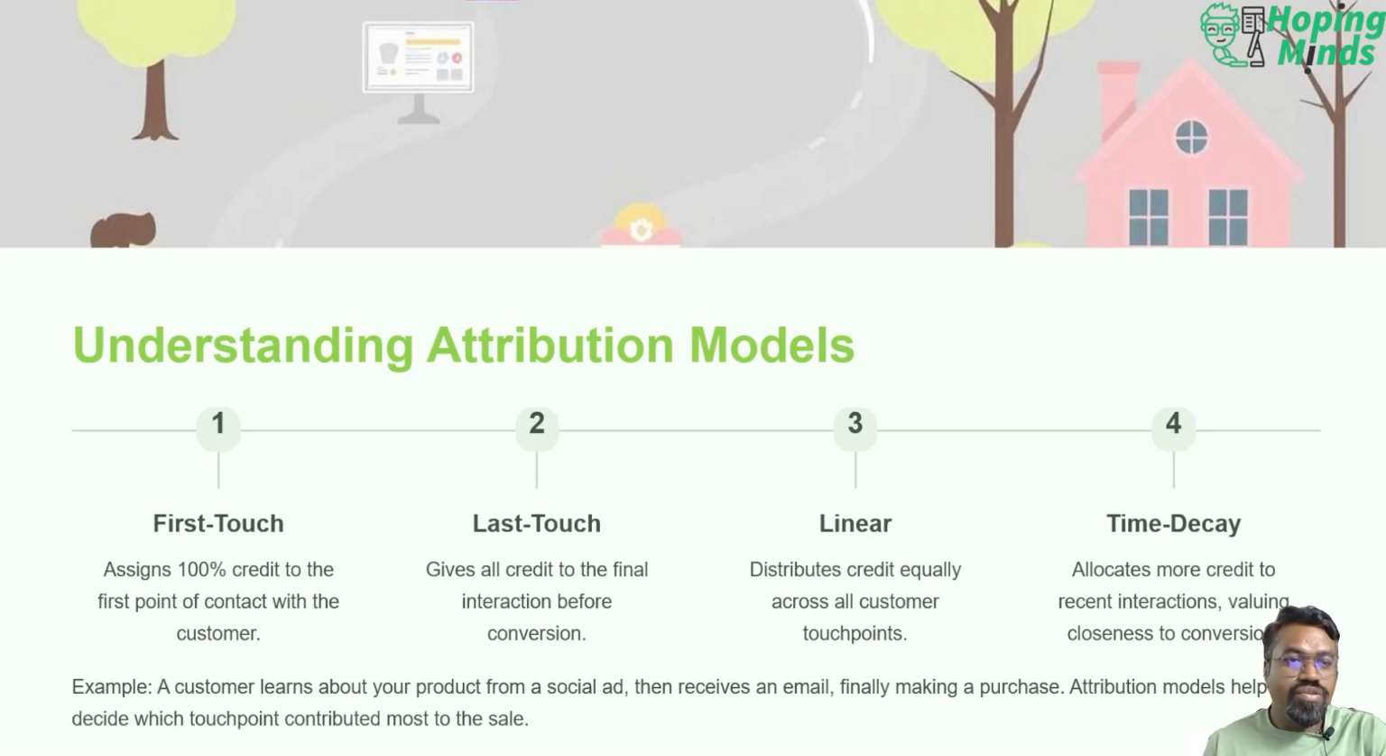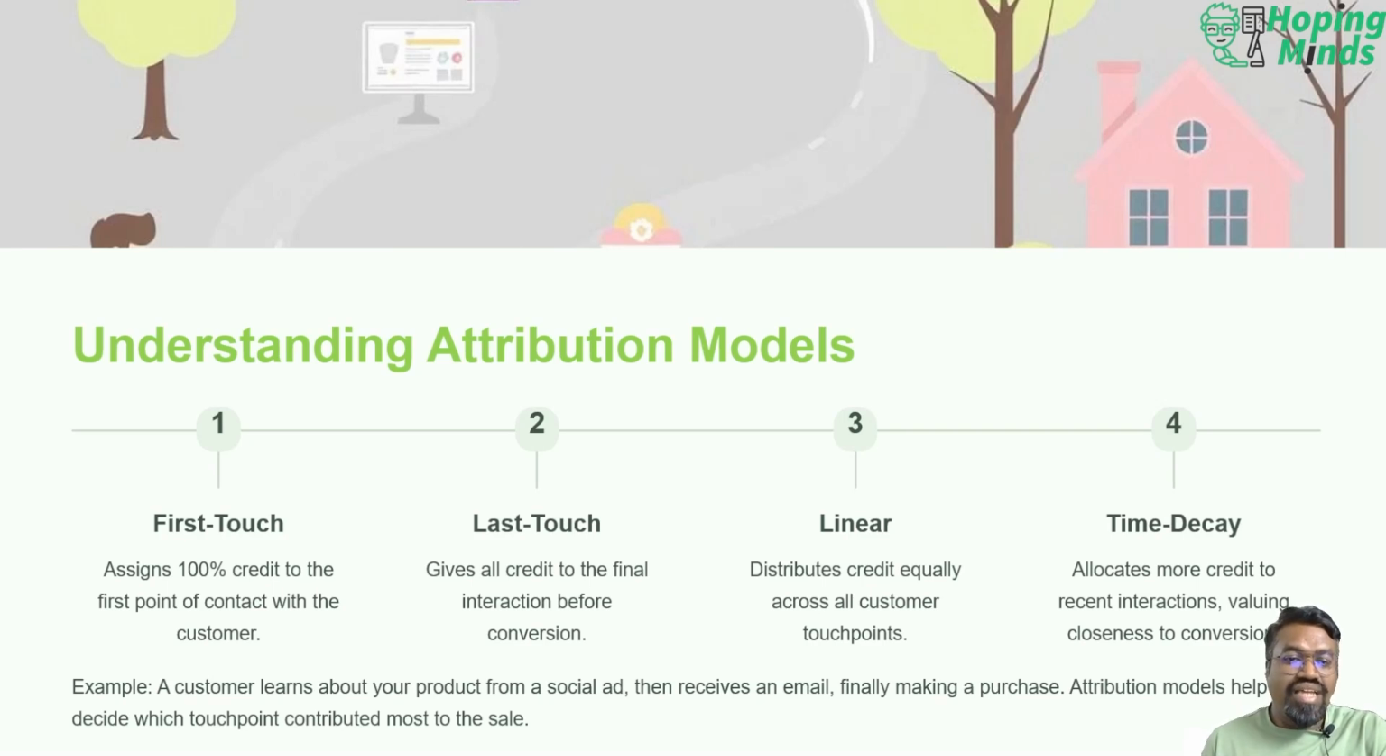Now, there are certain important aspects in attribution models, and number one is the first touch point. If a person visits a website for the first time, it will track where the person is coming from, and this first touch would be considered the first point of contact with the customer.